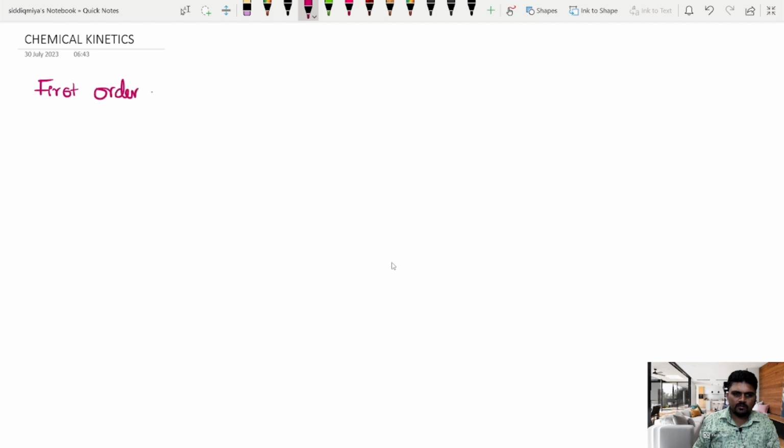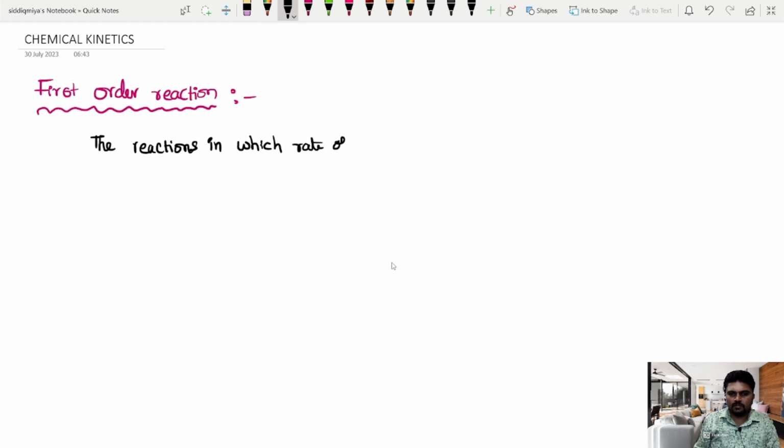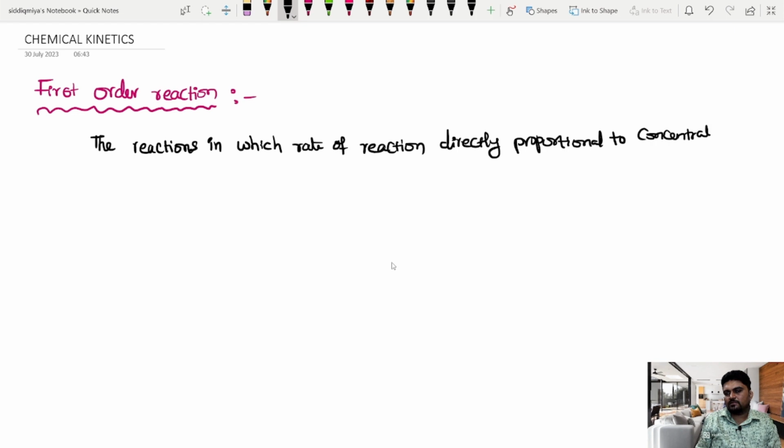How to define a first order reaction? A first order reaction is defined as a reaction in which the rate of reaction is directly proportional to the concentration of reactants, where the power is raised to 1.